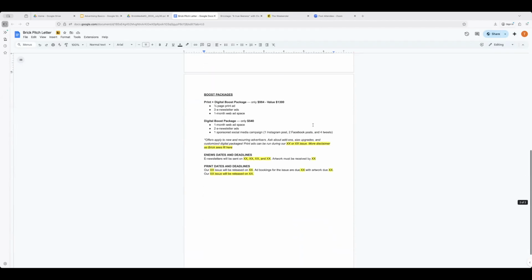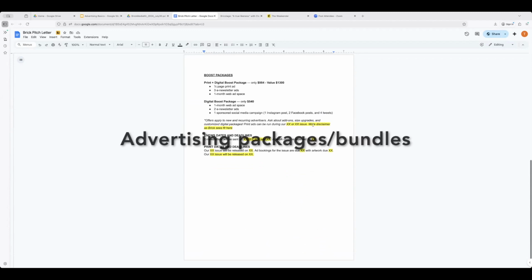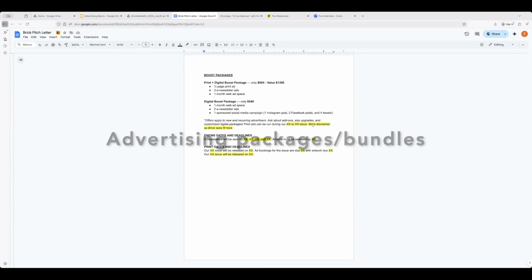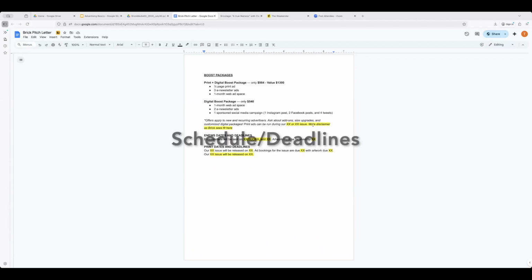We also get into different packages. Again, we'll talk more about that in the second half of this presentation, but it gives you a sense of what all the opportunities are at different price points, because you never know what people's budgets are. And then a schedule. So what are the deadlines? When do people need to get content to you, and when will that content actually come out?